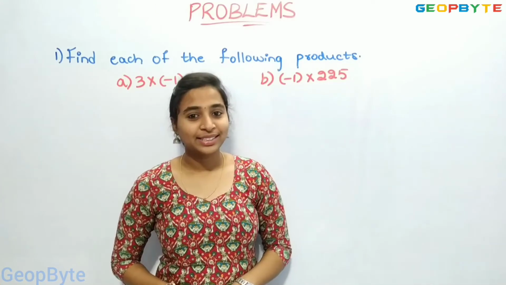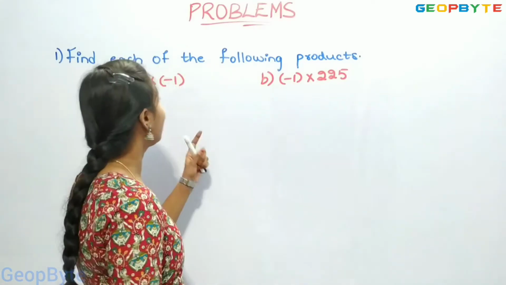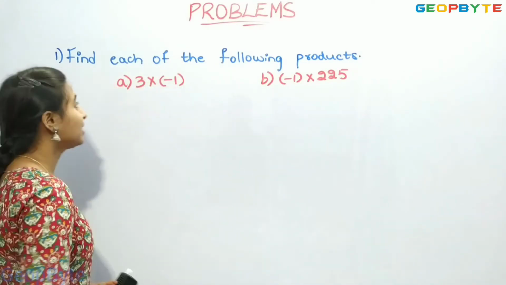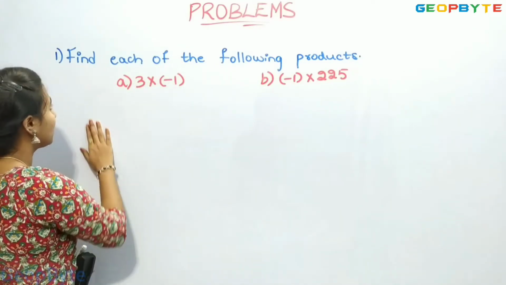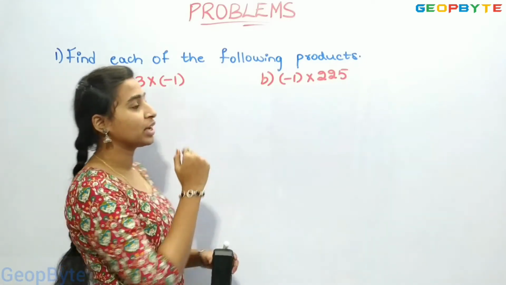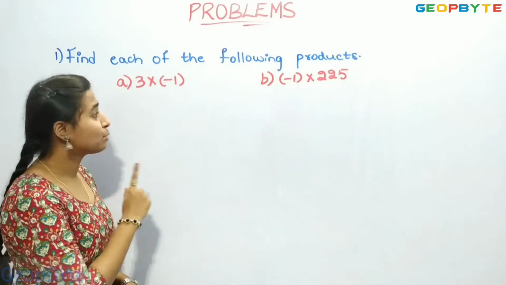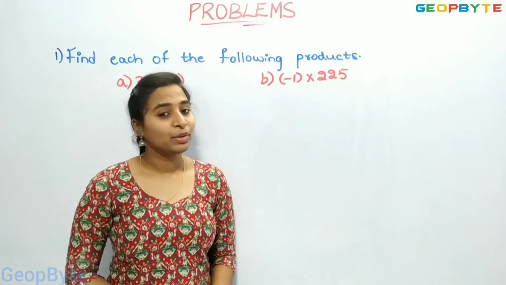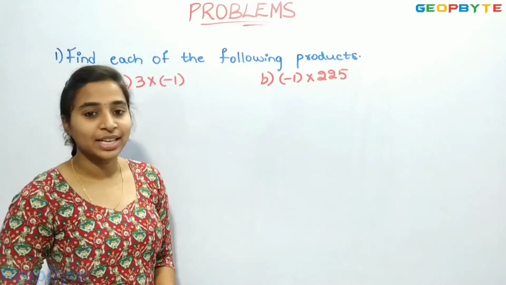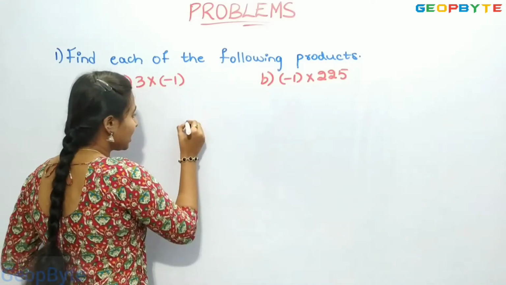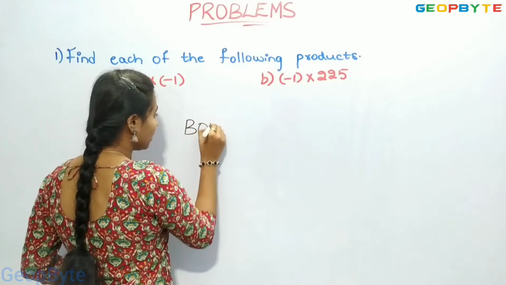Now, let us start exercise number 1.3. In that, we have the first problem: find each of the following products, and some questions are given below. Before solving that, we will see a rule, that is the BODMAS rule.